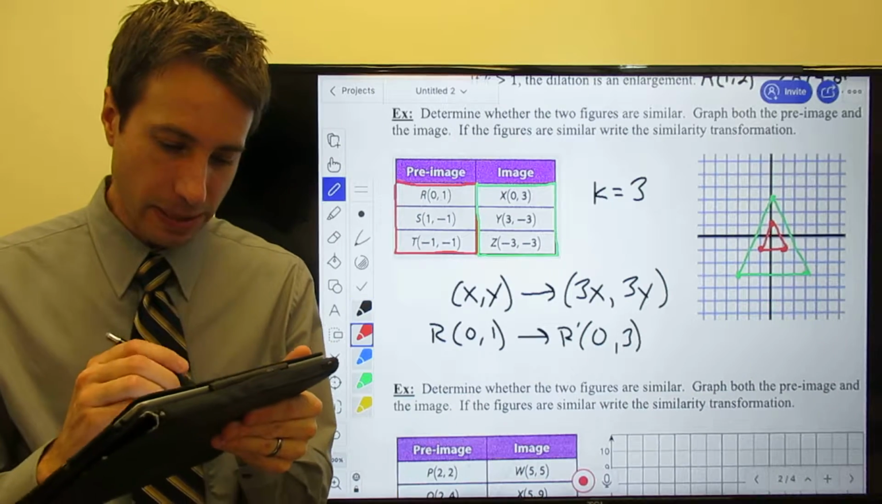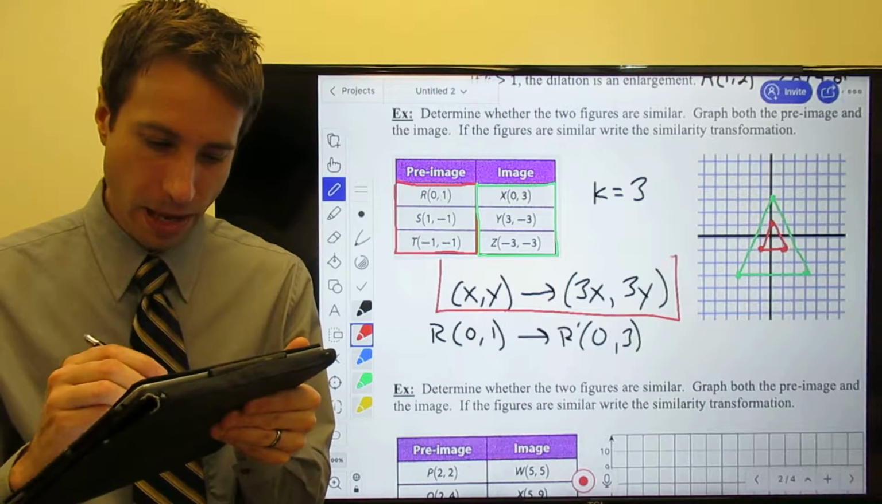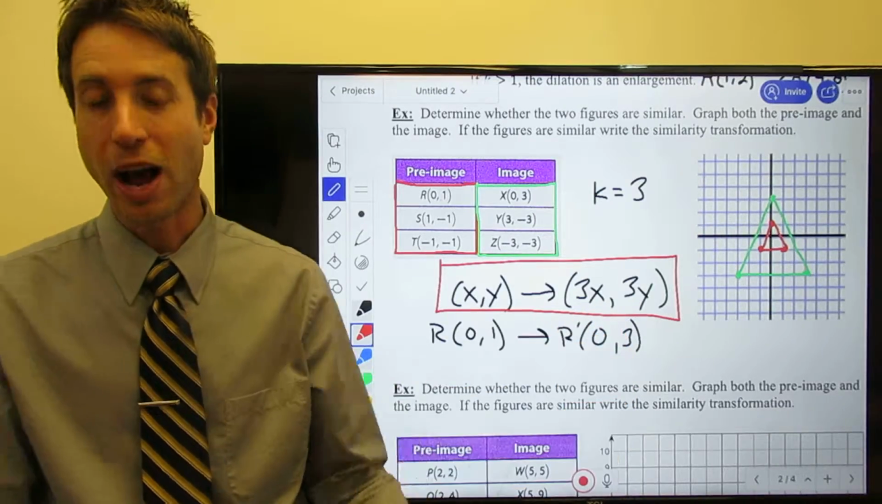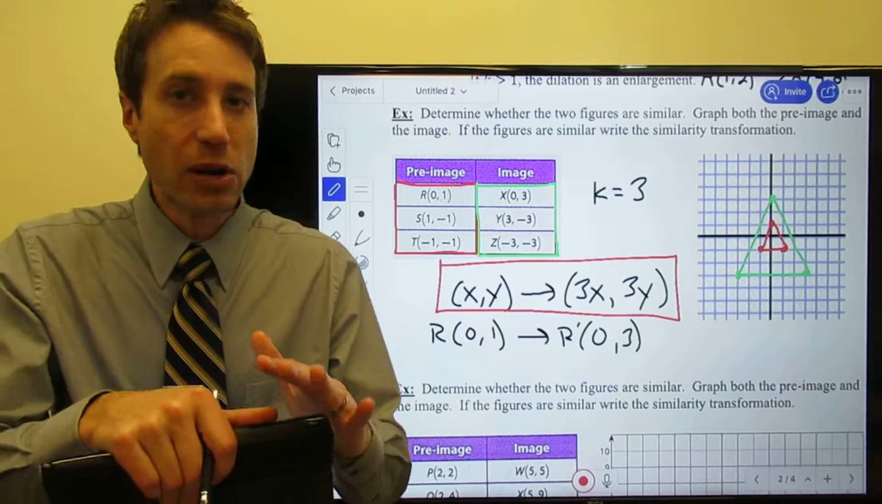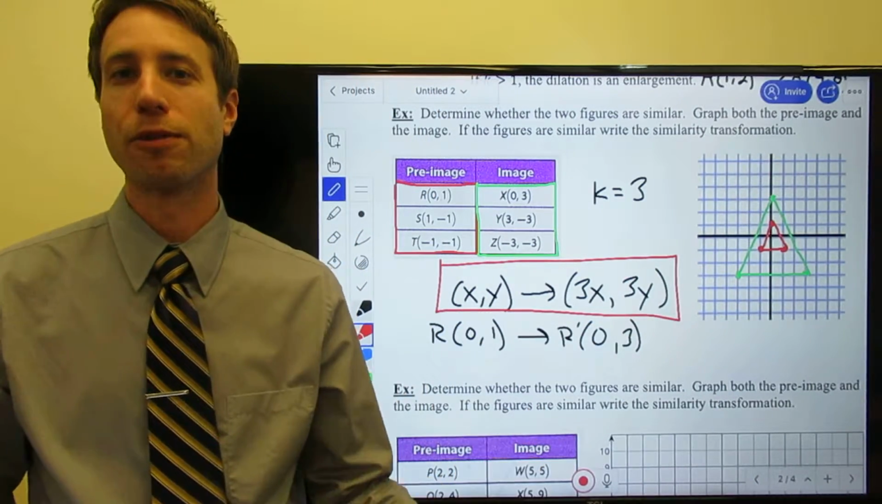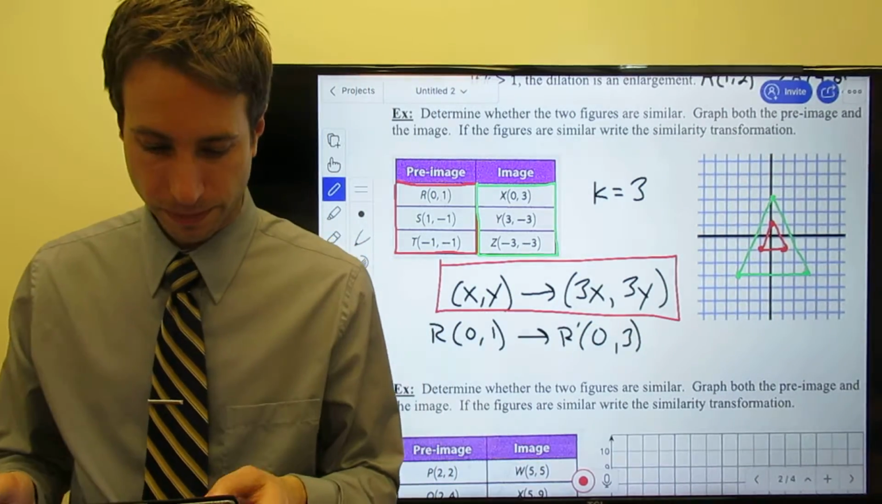So what I've got here is my similarity transformation. I know it's a similarity transformation. Why? Because that's a dilation, right? It's my scale factor. I have increased the length of all of those sides by 3. Let's try another one.